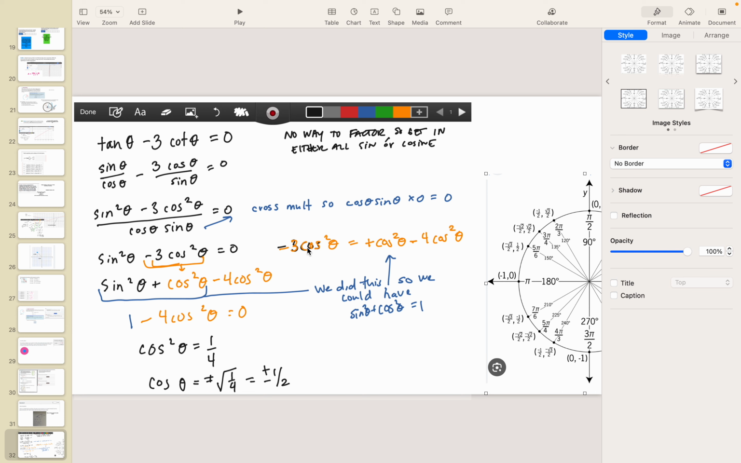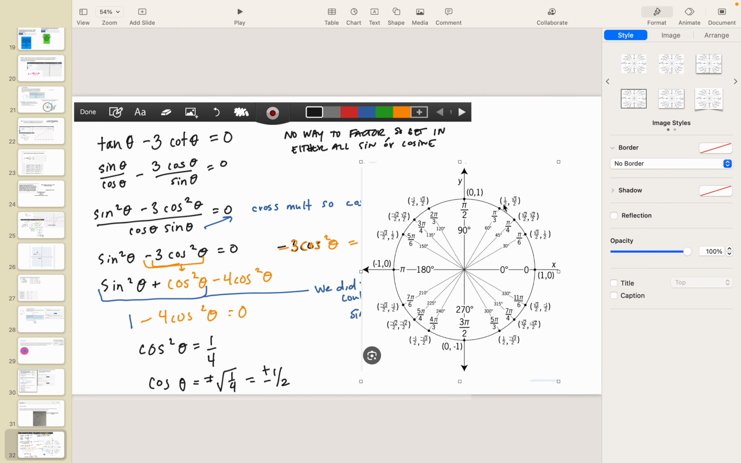And they do something very clever here. They say negative 3 cosine squared of theta could be written as cosine squared of theta minus 4 cosine squared of theta. That is true, right? That gives you negative 3 cosine squared theta. Why do they want to do this? Because I have sine squared theta plus cosine squared theta equals 1. It's pretty helpful because now I can just move the 1 over, divide by 4, and I end up with a cosine of theta equals positive and negative half.